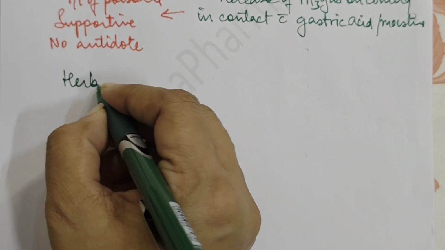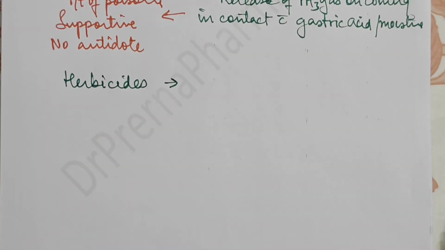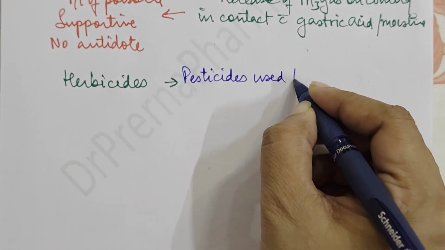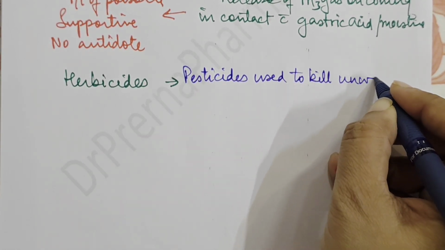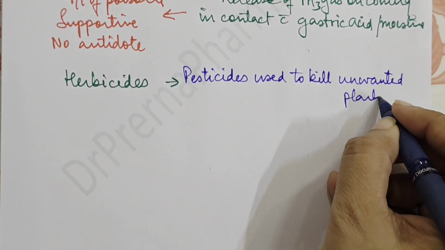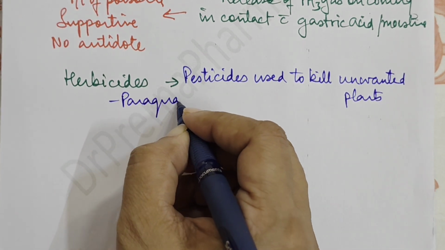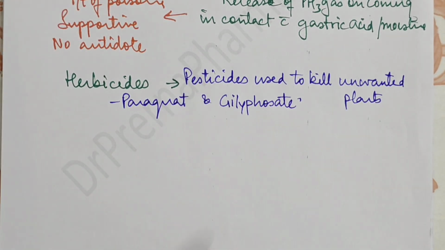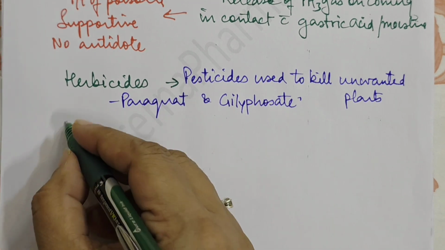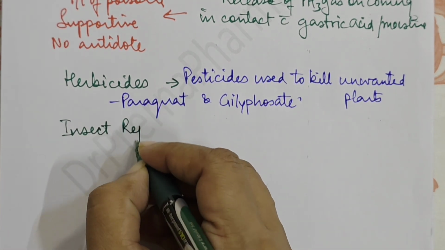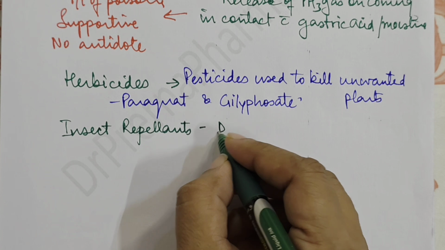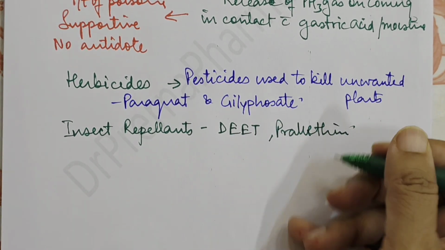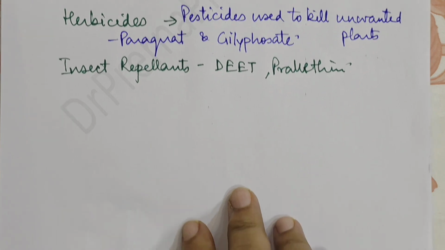Then there are some herbicides. Herbicides are basically pesticides which are used to kill unwanted plants and weeds. The drugs which are there are paraquat and glyphosate, right? Then we have some insect repellents, which are DEET and prallethrin, which are basically pyrethroids, right?